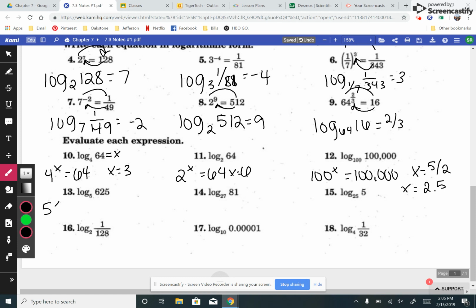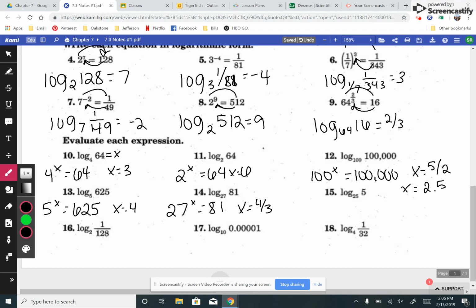So we write this, 5 to what power equals 625? Well, 5 to the 4th equals 625, so x would equal 4, or the value of this would equal 4. Then we get 27 to what power equals 81? Well, 27 squared is too big. So then we try 1 1/2, and that's too big. So then we have to change fractions. So we try 1 1/3. That works. So we know that 27 to the 4/3 gives us 81. This is where we use our calculator and we do a lot of guess and check.